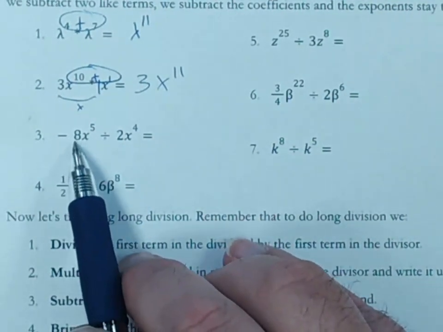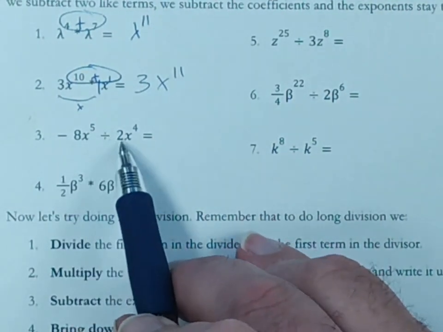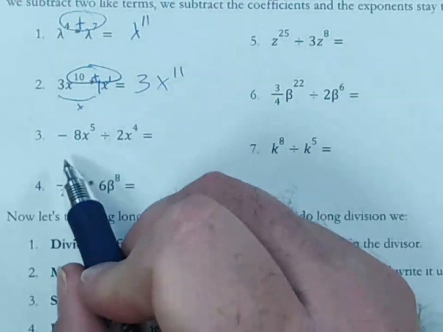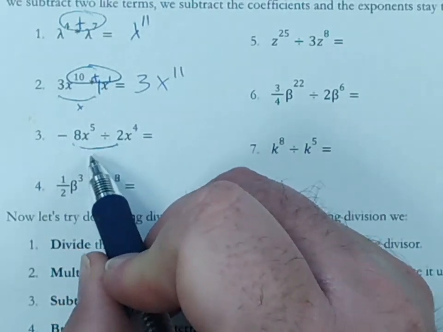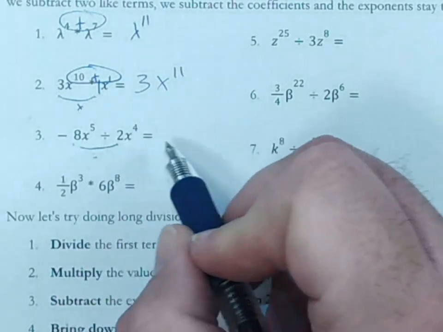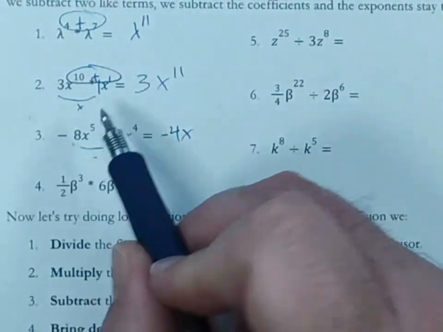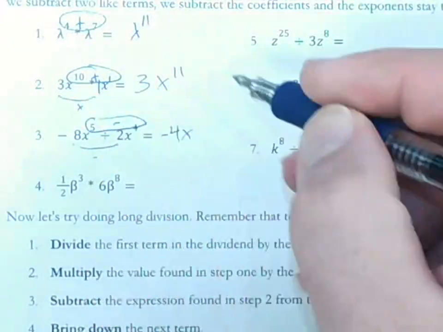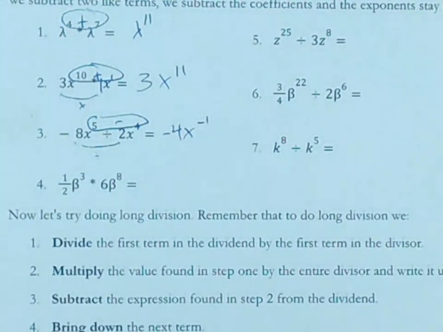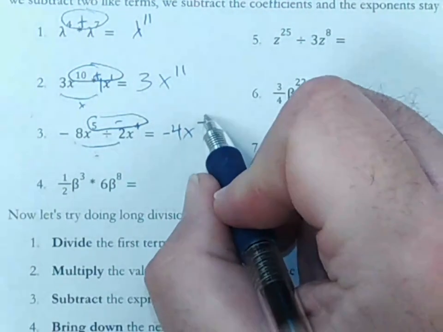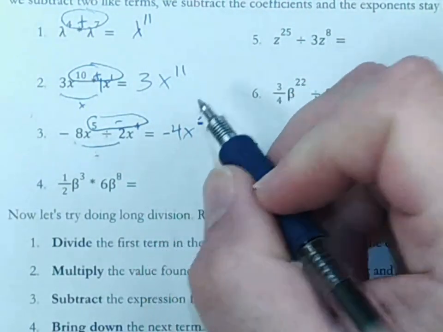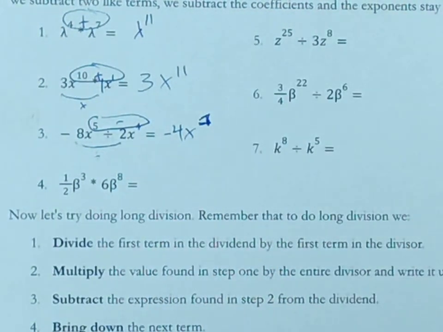And we've got something like this, negative 8x to the 5th divided by 2x to the 4th. First we would divide negative 8 and 2. Negative 8 divided by 2 is negative 4. And then for the x's, we would do subtraction. We would go 5 minus 4, which is negative 1. I'm sorry, it's just 1, not negative 1. Sorry about that.